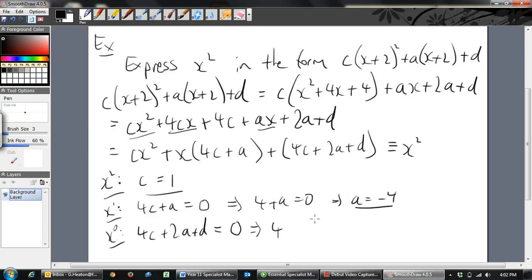4c is 4. 2a will be negative 8. This is 2 times this negative 4 here, plus d is equal to 0, which implies that D equals... is there a B in this question? No, there's no B's. Anyway, 4 minus 8 is negative 4, so D must be equal to 4. And so there's your solution for A, B and D.